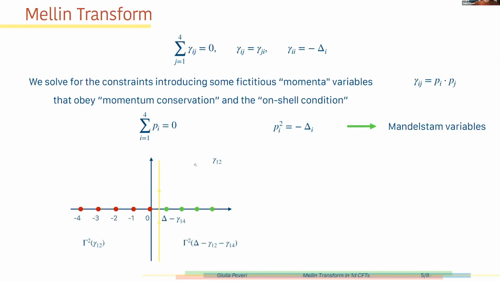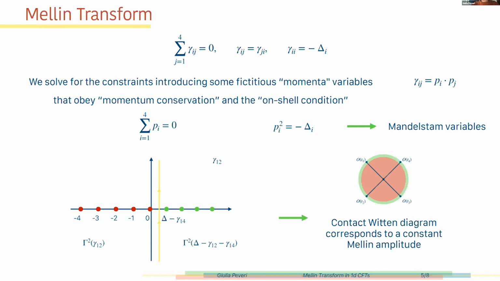If we are concerned about the contour, so if we try to integrate in gamma 1,2, we have to consider these 2 contributions, so from these gammas and from these other gammas, and the contour must be taken such that this semi-infinite sequence of poles are left completely to the left or the right of this contour. And the nice feature of this Mellin transform in this case is that the contact diagram is just a constant. So this is just a constant. And this is really interesting.